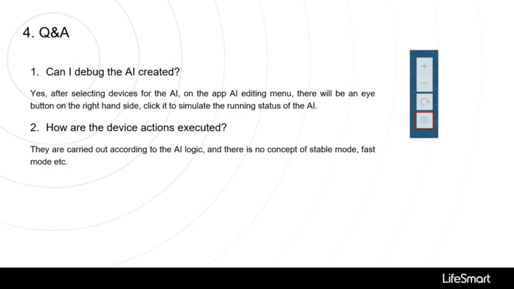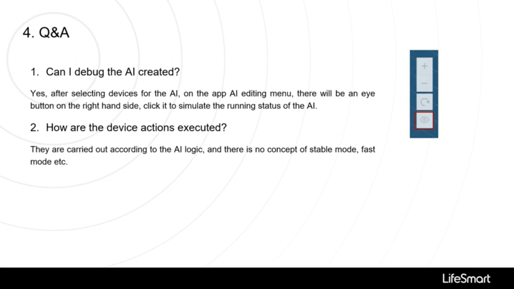After you select the devices for the AI, on the app AI's editing menu on the right hand side, there will be an I button, as you can see in the picture. If you click that I button, the AI will simulate the running status of the AI, and you can check the different status of each part and see if there's something wrong and do some modifications.